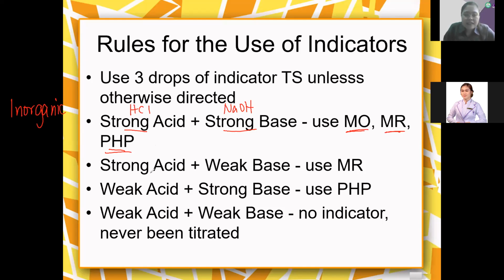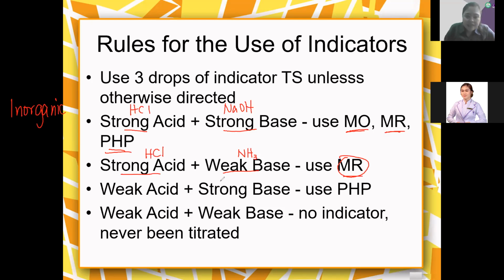Okay? But if you titrate a strong acid with a weak base, you have to use methyl red as an indicator for you to really get a sharp endpoint. Okay? So strong acid, ano example nito? Hydrochloric acid pa rin. And like example of a weak base, though this is still inorganic pero weak base siya, we have here the ammonia. Okay? Pag i-titrate mo silang dalawa, you have to use methyl red.